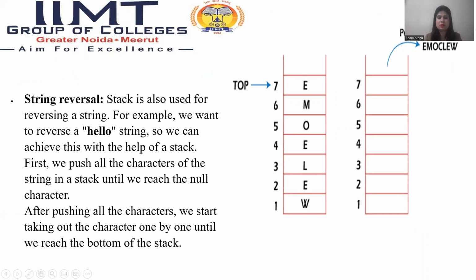We can also perform string reversal. A stack is also used for reversing a string. For example, if you want to reverse a string like hello, first of all we have to push all the characters onto the stack, and after that we just pop the elements one by one. After popping all the elements from the stack, we have a string which is reversed.